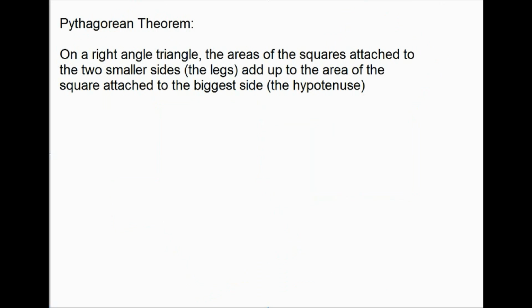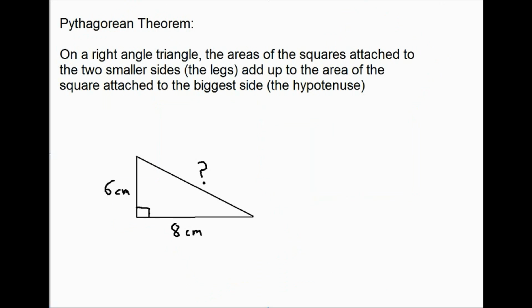So, to sum up Pythagorean theorem, again, Pythagorean's theorem only works on right angle triangles. And on any right angle triangle, the areas of the squares attached to the two smaller sides, also called the legs, when we add up those two areas, they add up to be the area of the square attached to the biggest side, or the hypotenuse. So let's explore a couple of examples of this.